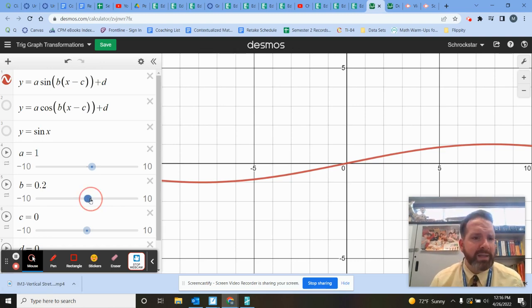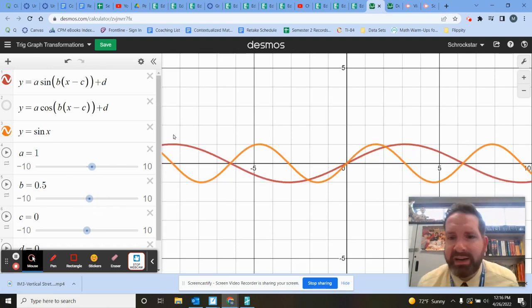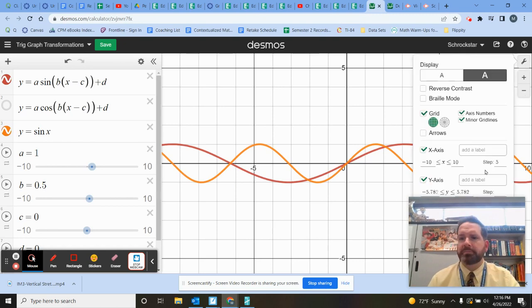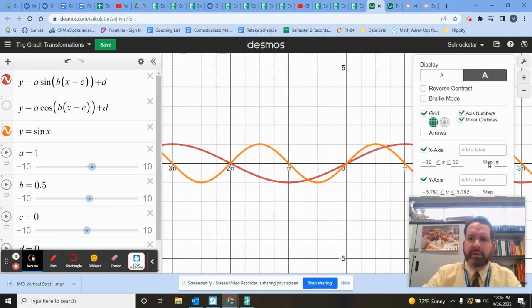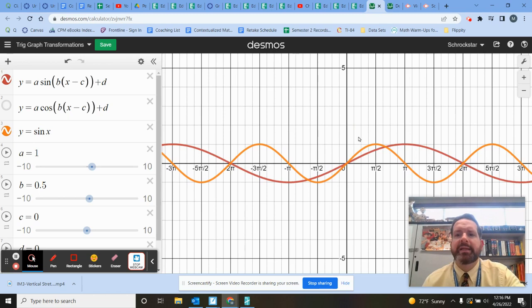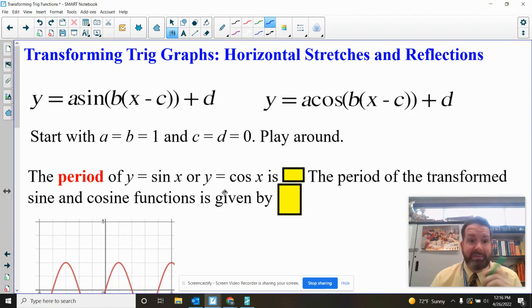So let's go back here real quick. I'm going to put the regular sine function up for comparison. I'm going to change my scale here just so we can see that the typical sine function, that would be the orange one here, goes through one complete cycle. So up, down, and then back to the midline again over a distance of 2 pi. That's what we call the period of that function. So the period of sine or cosine is 2 pi. Corresponds with 1 revolution around that unit circle.